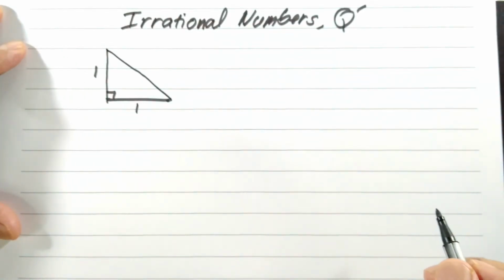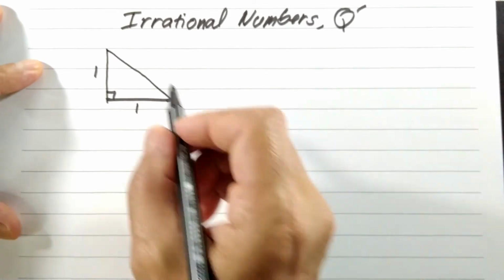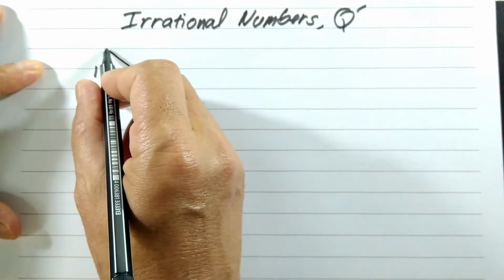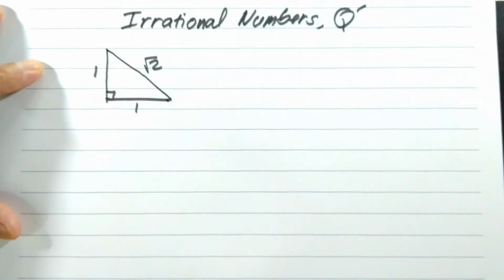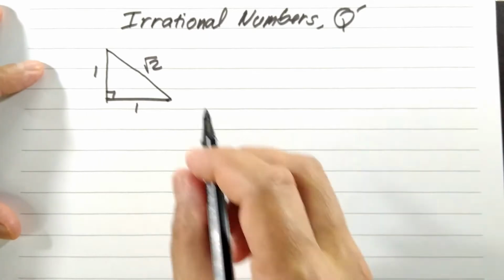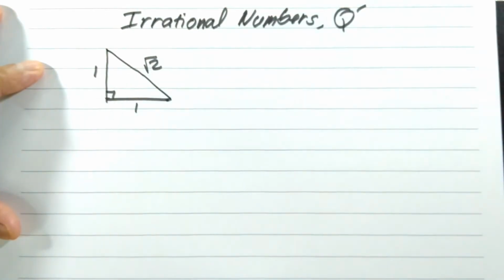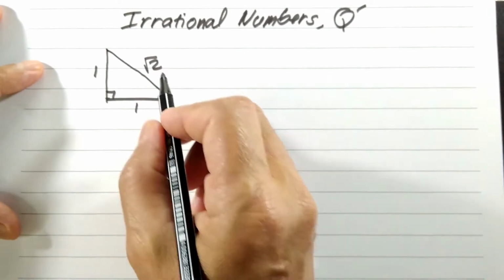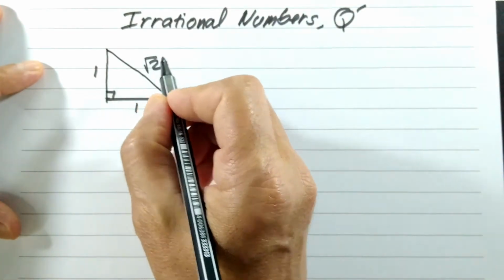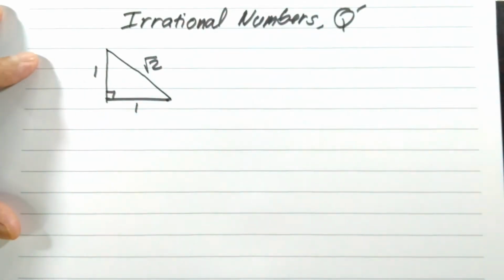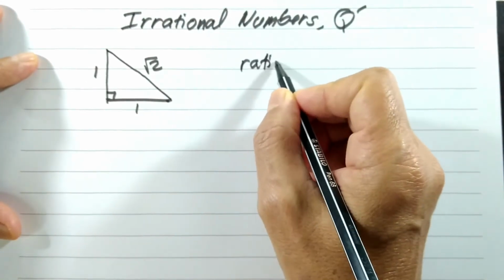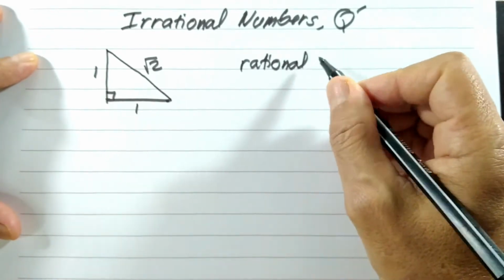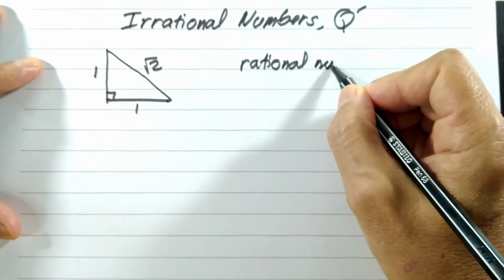Now, according to Pythagoras Theorem, the length of the hypotenuse from this point to this point is equal to square root 2. Now, when Pythagoras and his followers found this number for the first time, they were surprised because this number is not the number that they expected. Okay, because when they talked about numbers, they expected rational numbers. As we discussed last time, we talked about rational numbers.